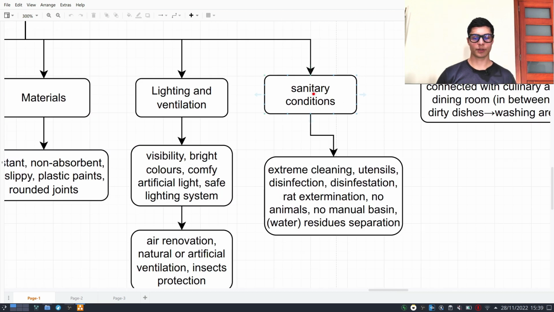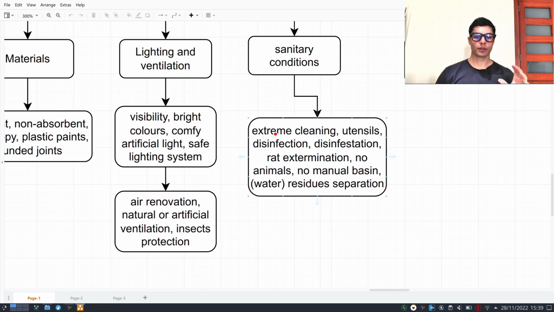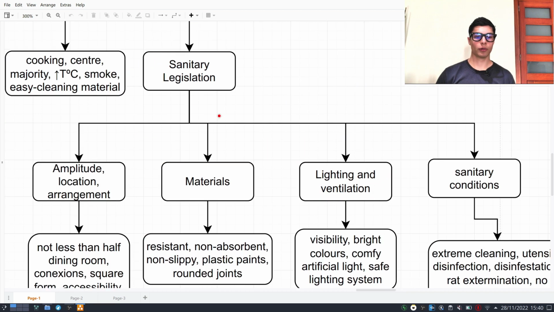And then talking specifically about sanitary conditions, well, extreme cleaning is crucial. The utensils must be clean, and there is also the disinfection and the disinfestation, as well as the rat extermination. There must be no animals, no manual basin, we have to use the pedal one, and the water residues must be controlled, as well as the residues of other things, not just water, which must be separated. All of this is to follow the legislation and guarantee proper sanitary conditions in the kitchen.